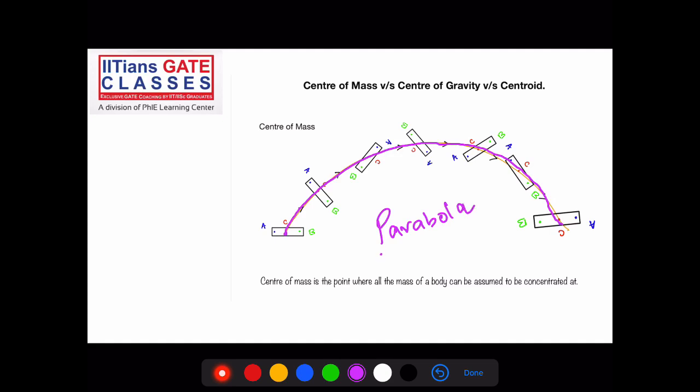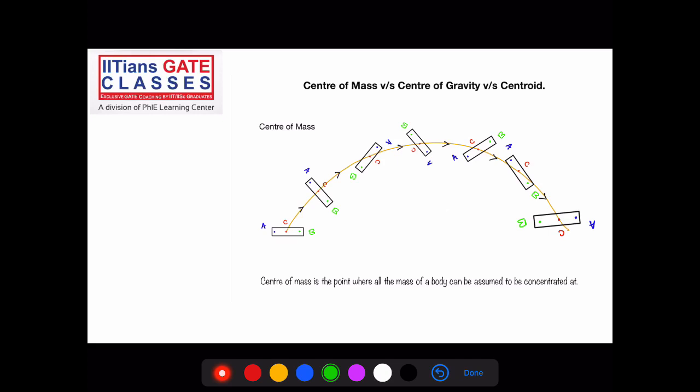This point C, my dear, is called the center of mass. So what exactly is the definition of center of mass? The center of mass is a point where all the mass of the body can be assumed to be concentrated. So why is the center of mass traveling in a parabola whereas other points are not? We are going to discuss this in one of our slides in this class. We are going to see why it is so.